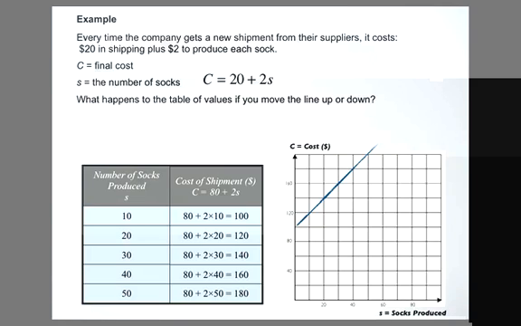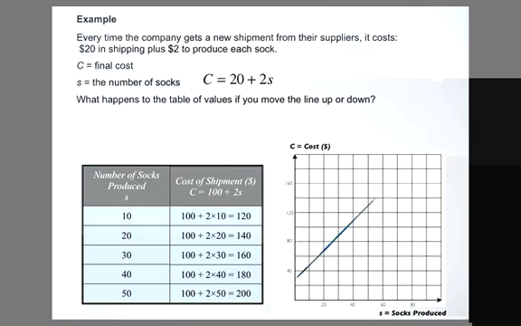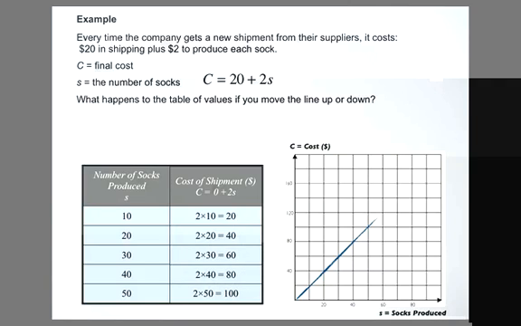If we brought it up even higher, they would all go up by 100. And if we brought the shipping cost down to 0, we would notice a change in the equation where C is equal to 0 plus 2S, and all of the values would go down significantly.